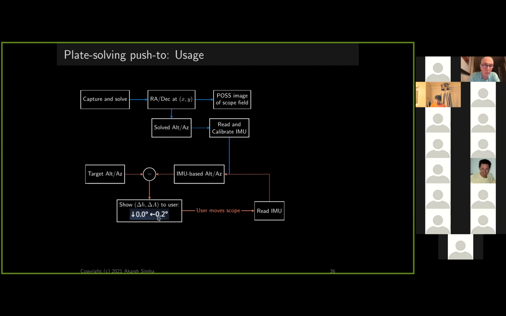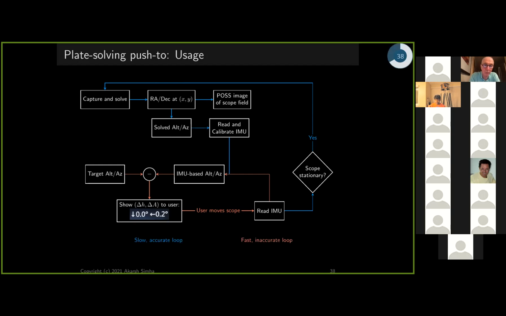So we have a fast servo that involves the IMU, and we have a slow servo because every time the scope is stationary, I'm able to take an exposure, make a plate solve, and recalibrate the IMU and present a new offset to the user. So there's a slow but accurate servo, and there's a fast but inaccurate servo, and the two work together to tell me how to push my telescope. So I get fast feedback from the IMU, but the IMU is constantly corrected by the plate solve whenever possible. So this is the system.